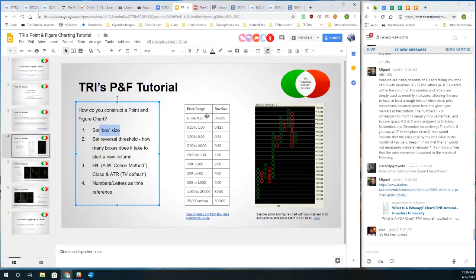Stockcharts.com gives you a nice reference guide as to what you should be looking for to set your box sizes based on the actual price of the asset. Under 25 cents, they recommend each box should be about 6.25 cents. From a quarter up to a buck, each box should be 1/8, 0.125. From a buck to $5, they recommend that each box should be 25 cents, et cetera, et cetera, et cetera.